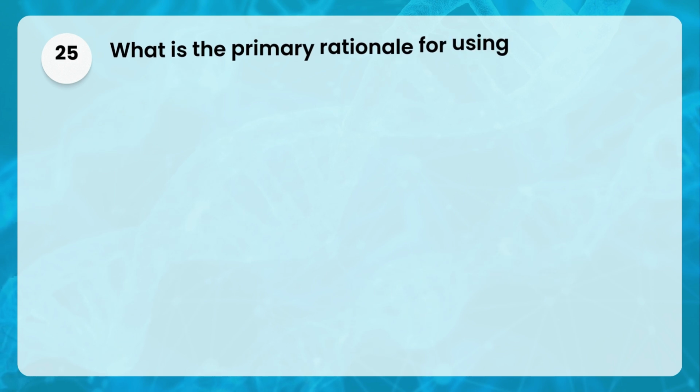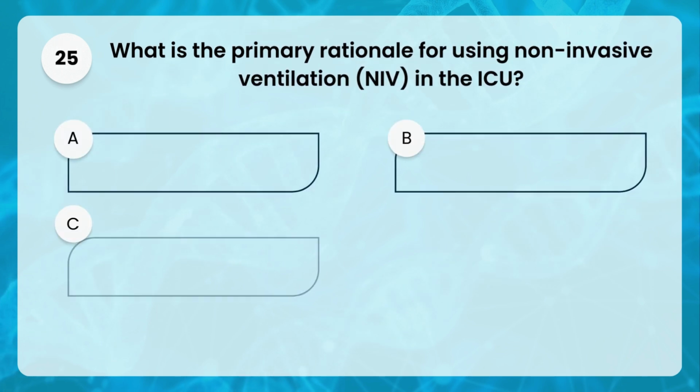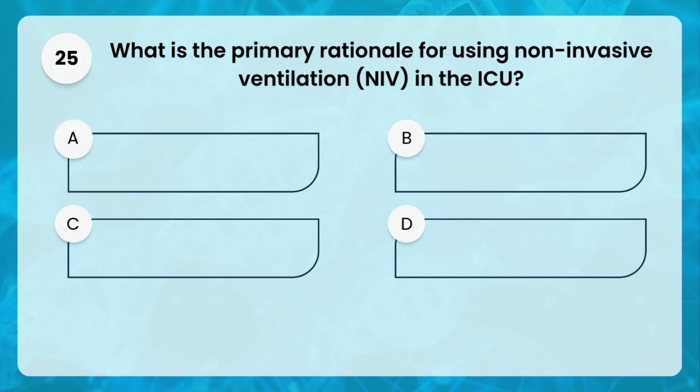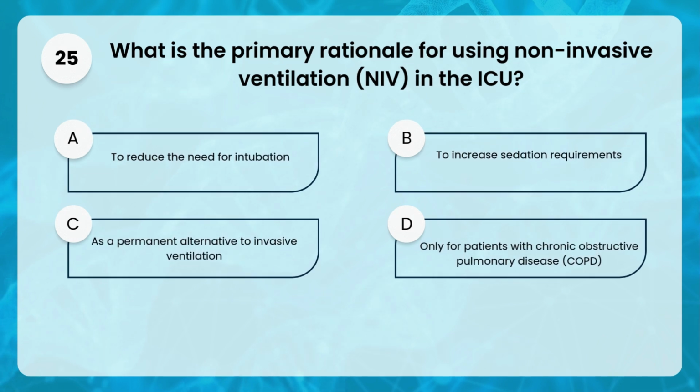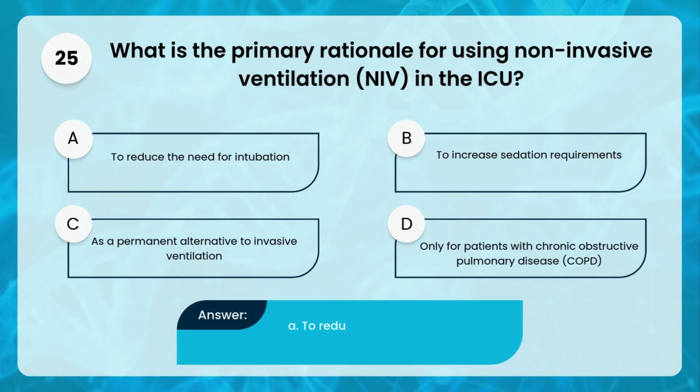Number 25. What is the primary rationale for using non-invasive ventilation, NIV, in the ICU? A. To reduce the need for intubation. B. To increase sedation requirements. C. As a permanent alternative to invasive ventilation. Or D. Only for patients with chronic obstructive pulmonary disease, COPD. The answer is A. To reduce the need for intubation.